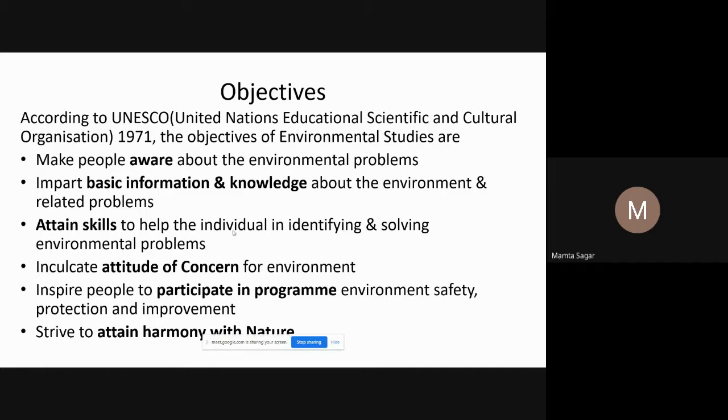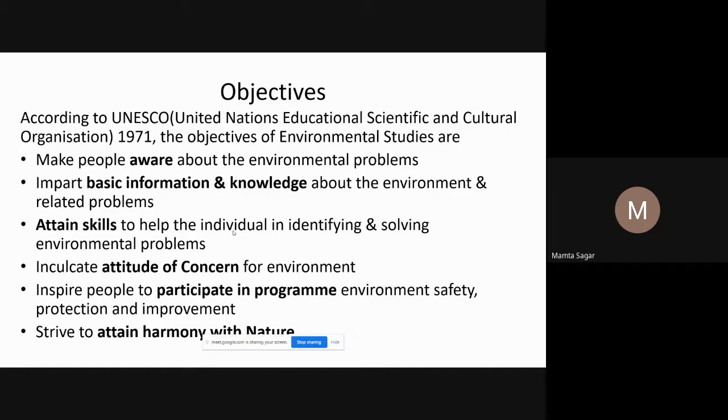And there are a lot of programs conducted on environment safety, protection, and improvement. You can attend those programs, you can attend the workshops, you can attend the different programs to gain more knowledge. By the participation, you will come to know what the current problems are, because those have not been written in the books. You should also inspire the people to participate in programs related to environment safety, protection, and improvement. Okay, I will also give you the list. I will also tell you about some of the programs that you can attend.